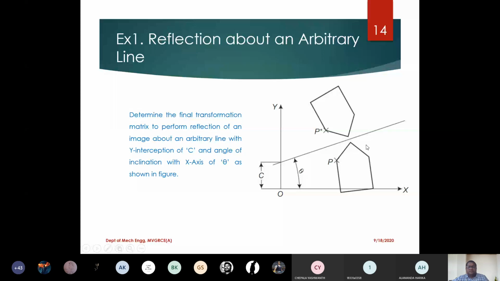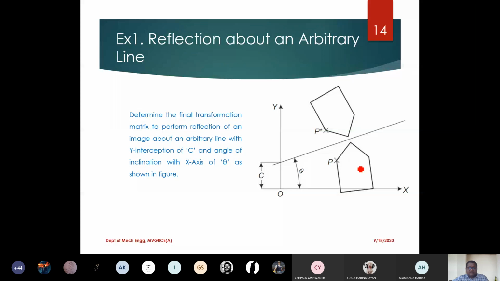Subtracting the C, sir. Subtracting minus C, sir. Minus C. What is that transformation called? You have 4 transformations, right? What is the transformation? Translation. So your first requirement is actually translating the object.